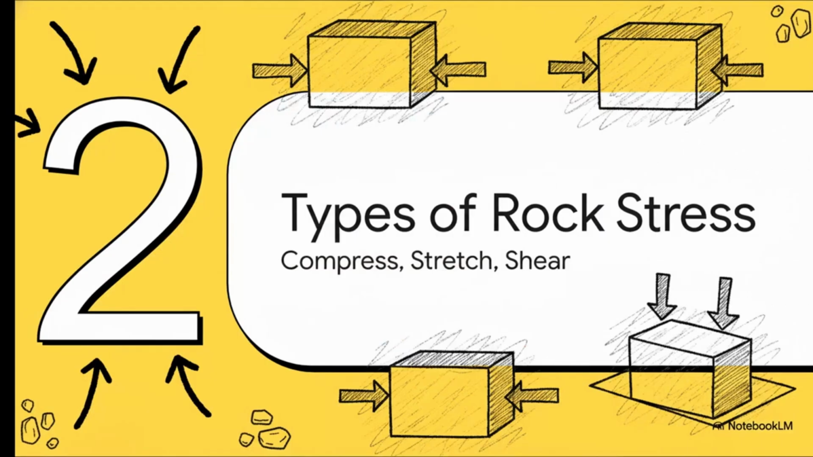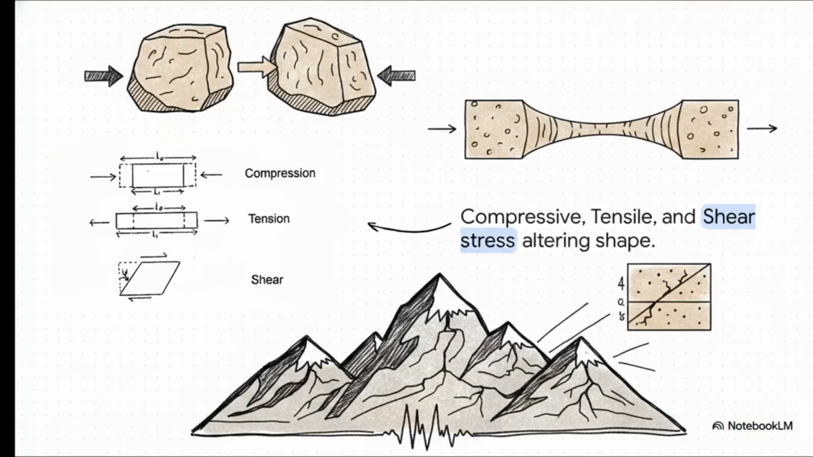Section 2. Types of rock stress. Let's see what happens to the rock when we change the orientation of those internal forces. Depending on their relative orientations, stresses are classified into 3 main types. First, we have compressive stress, where the forces act towards each other, literally squeezing the rock and shortening its length. Second is tensile stress, where the forces pull away from each other, stretching the material. And third, we have shear stress, where the forces act in opposite, parallel directions.